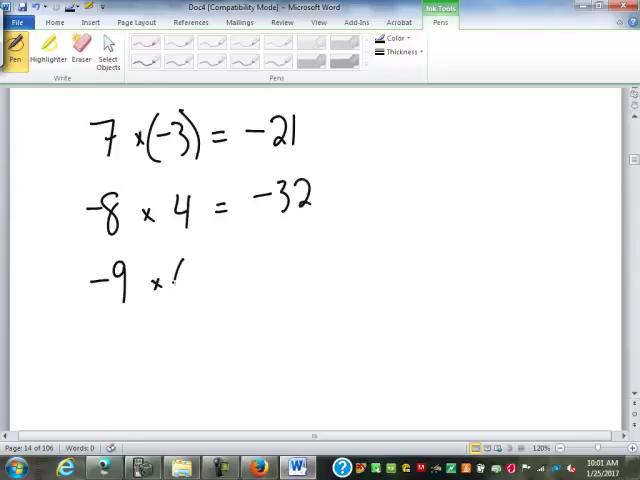Negative 9 times a negative 5, positive or negative? Positive, and 5 times 9 or 9 times 5 is 45.